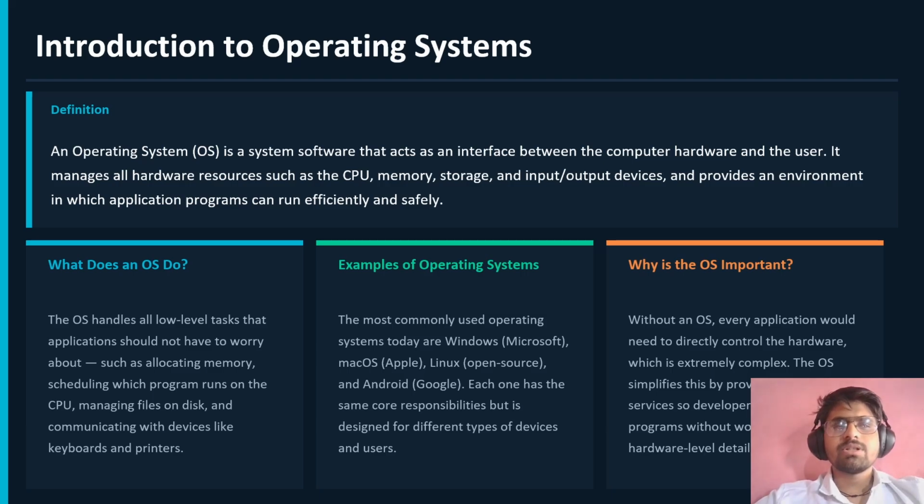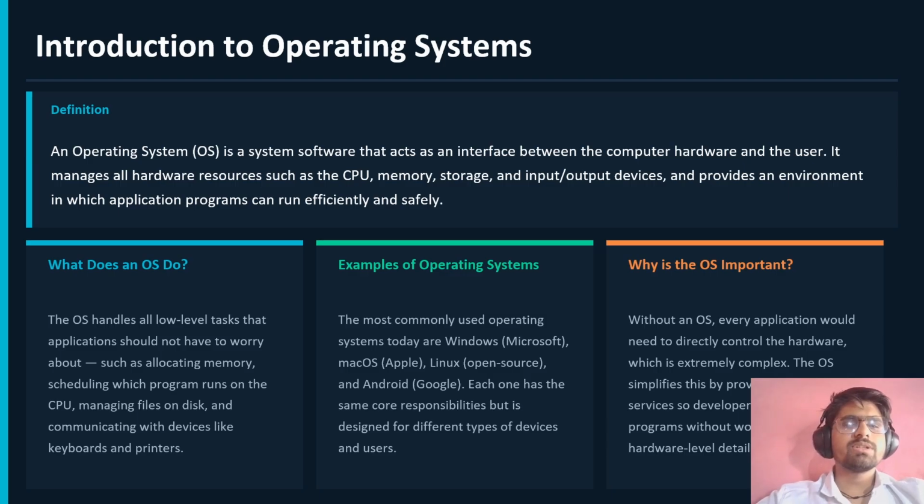Introduction to operating system. An operating system is a system software that acts as an interface between the computer hardware and the user. It manages all hardware resources such as the CPU, memory, storage and input-output devices, and provides an environment in which application programs can run efficiently and safely.